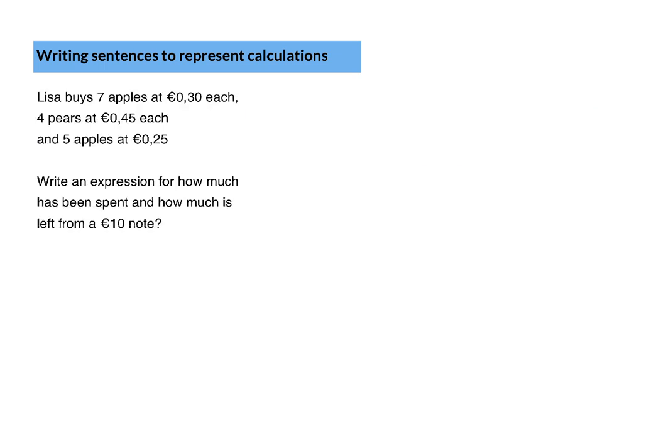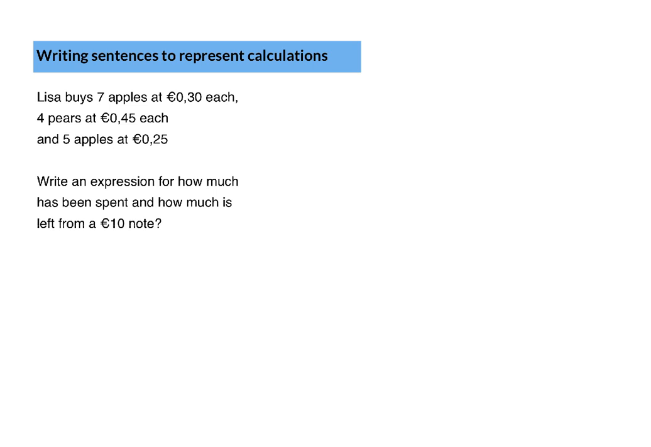Finally, we have a problem here where it's written in words. We want you to write an expression for this. You may also be asked to solve it, so I'm going to do both in case you've done that in your revision. So here we have Lisa buying some apples, pears, and apples. 2 different priced apples, maybe 2 different types of apple, I don't know. Write an expression for how much is spent and how much left from a €10 note.